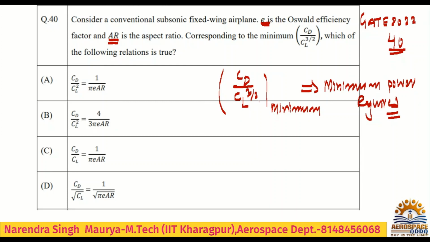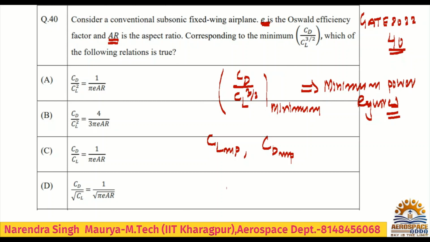Now obviously they are asking for the ratio value here. Whatever ratio is available here, they are asking that ratio for minimum CD by CL to the power 3 by 2, or the minimum power required condition. So at the minimum power required condition, I will write CL as CL MP. And the CD value at the minimum power condition will be CD MP. So whatever CD and CL is given, actually it is CLMP and CDMP.